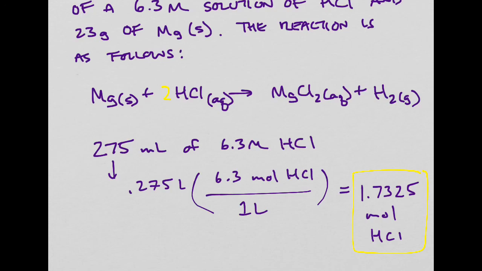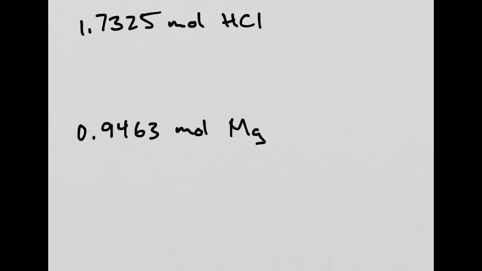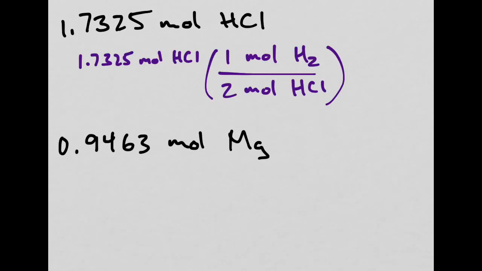So I need to have 2 moles of HCl for every 1 mole of magnesium to make 1 mole of H2 gas. Okay, let's scooch back over to where we are here and see where this is going to take us. Okay, sorry for the skip there.